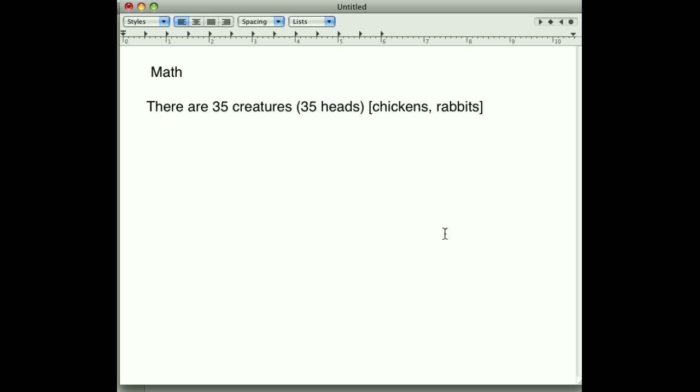So we know that a chicken has 2 legs, a rabbit has 4 legs. And in the problem it also tells us that there are 94 legs altogether.